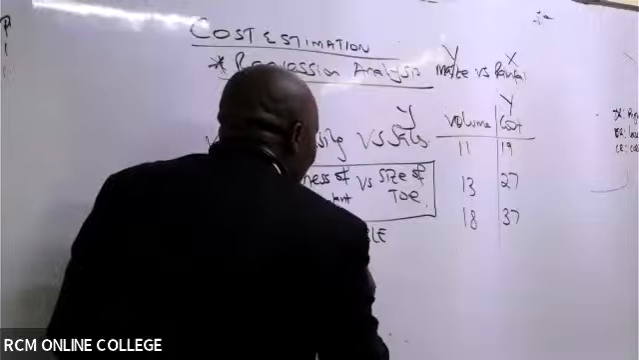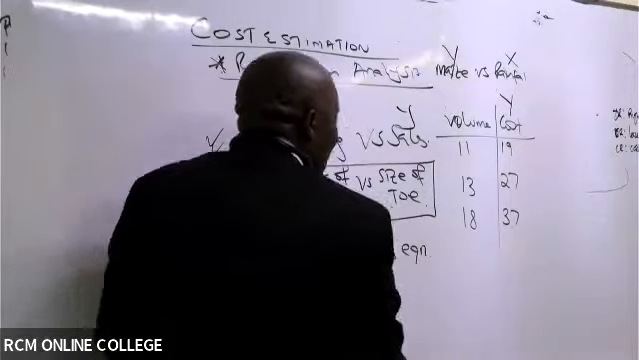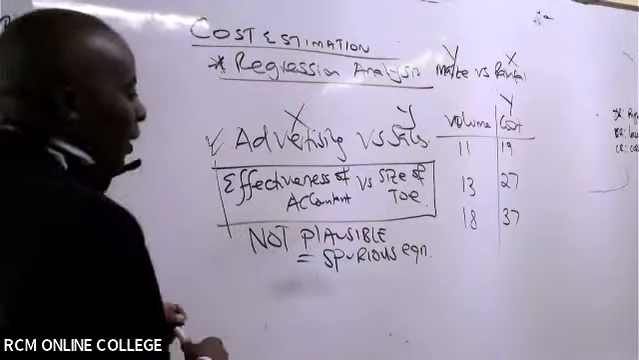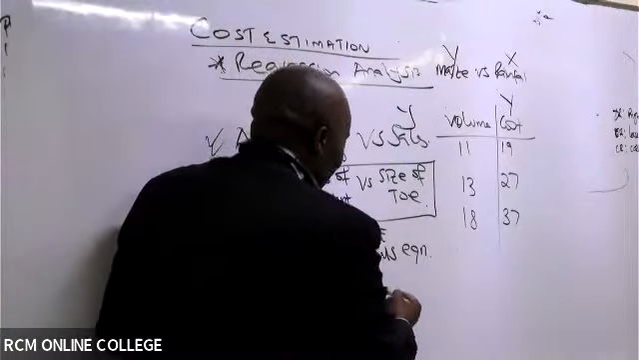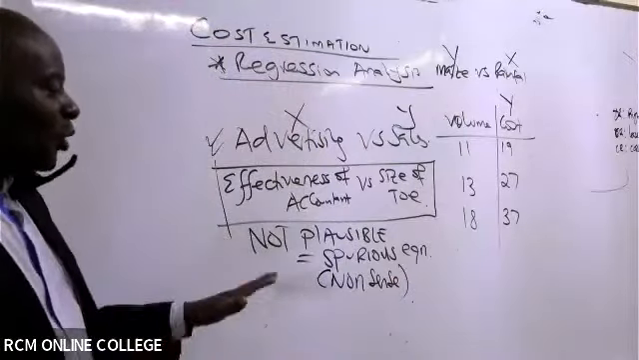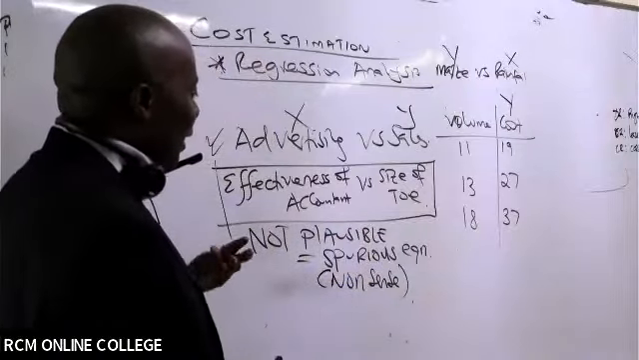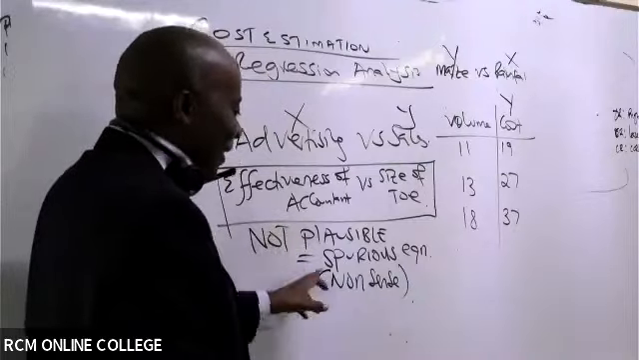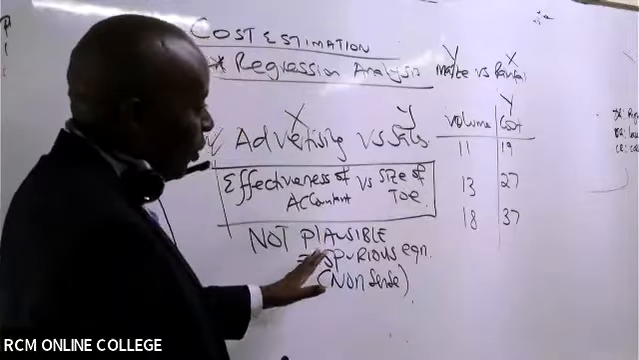It is what you shall be calling a spurious equation. If you dig down to understand the meaning of spurious, spurious means nonsense. So it's not plausible. Plausibility is about making sense. So not plausible means that this one does not make sense. If it doesn't make sense, then it is what here? Spurious. I hope that is very okay.